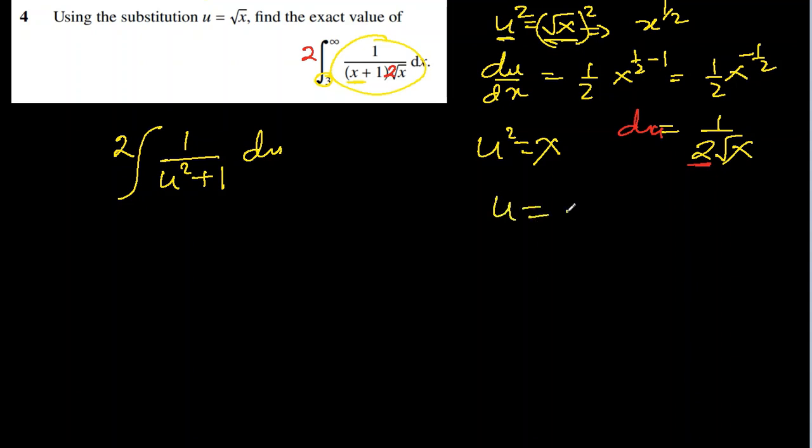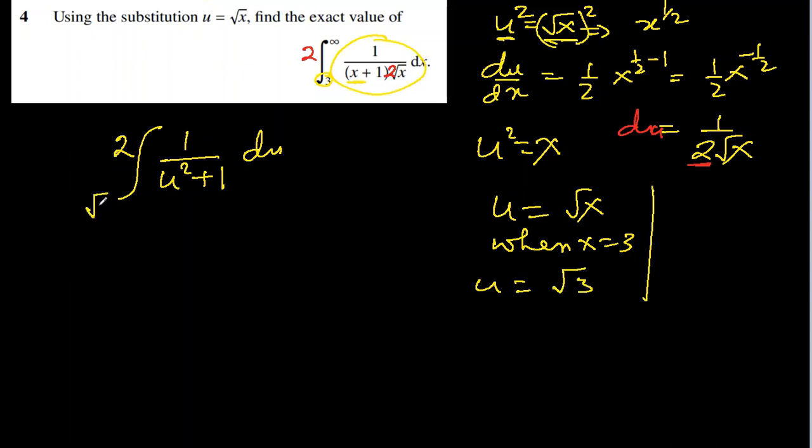So our substitution is u equal to square root x. So when x is 3, u will be square root 3. That means the lower limit is not 3 anymore, it will be square root 3. When x is infinity, u will be square root of infinity, which is again infinity. The square root of a very big number will be a very big number. So that limit becomes infinity.